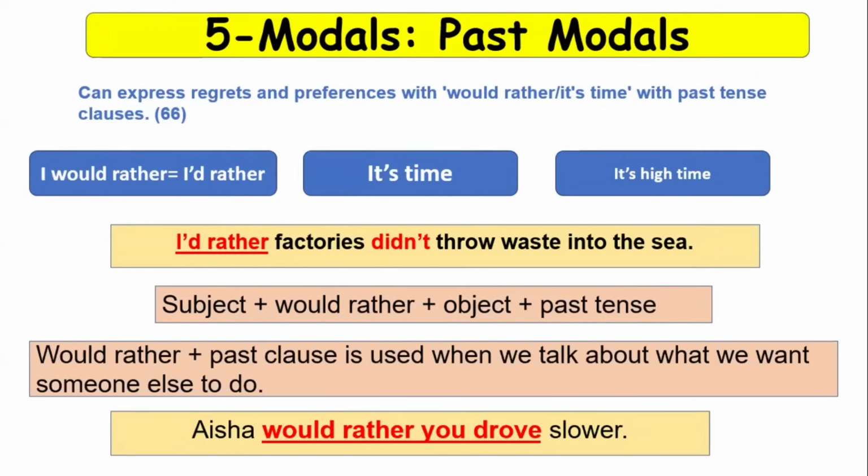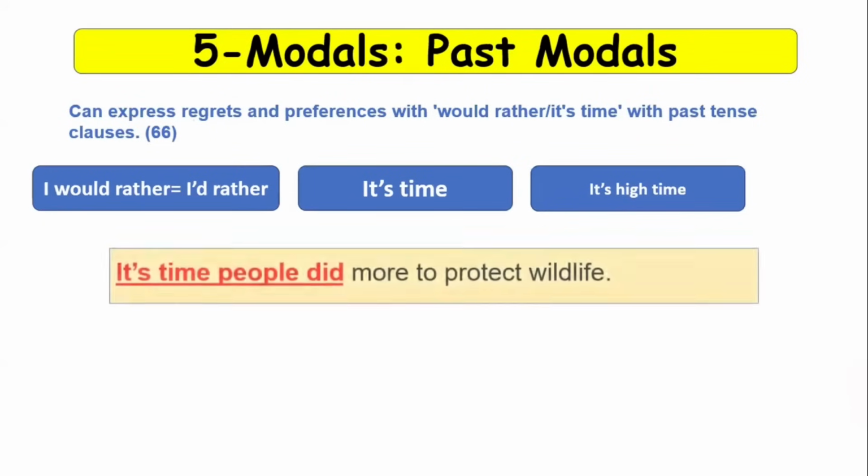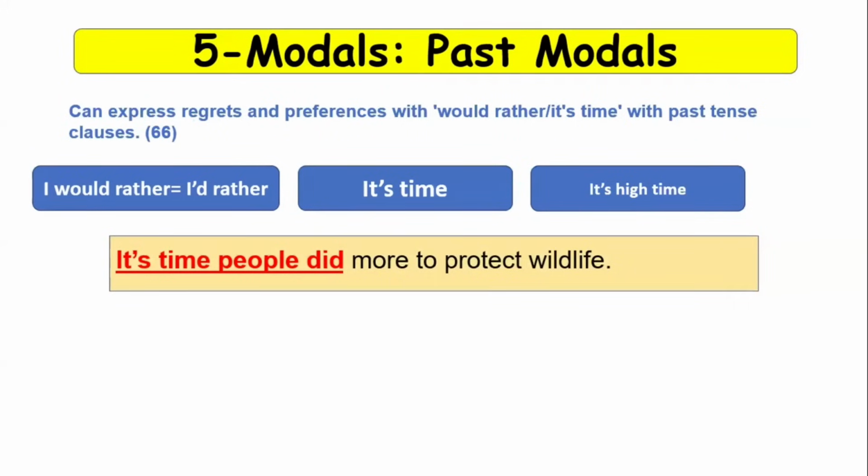Okay, so we would like you to drive slower, but in order to say this using would rather, I need to use a verb in the past. This is what we call in English the unreal past. You can see this with expressions like I wish, if only, in the second conditional, like when we say if I were a bird, I would fly. Whenever something is not true in the present, then we have to use the past in order to show that it is not real. It is impossible. Okay? Or we're hoping for it to be true. Okay? That's another expression. It's time people did more to protect wildlife.